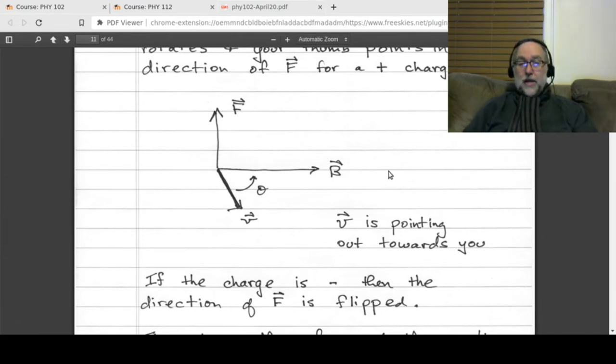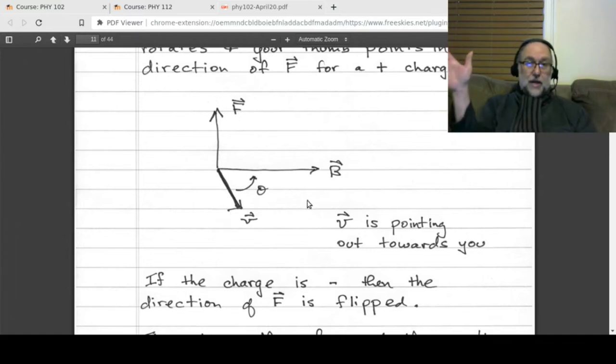The way this right-hand rule works is you take the velocity vector, which in this particular diagram I have coming out towards you. So you start with the velocity vector and you imagine rotating it towards the B field. Just imagine it's the hands of a clock, rotating towards B. You can see here I have theta, but with a little arrow on it because I'm rotating from V to B.